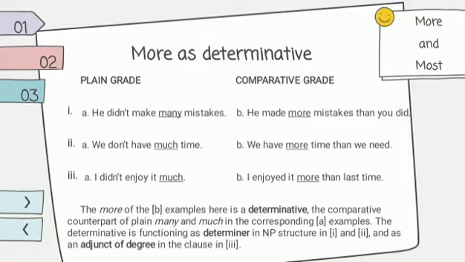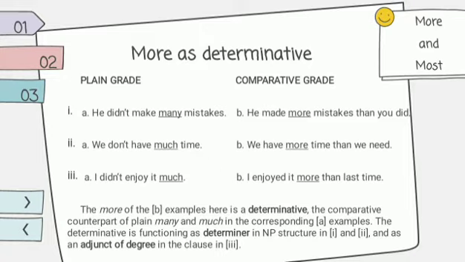In the second example, we don't have much time in the A example as in plain grade, and we have more time than we need in B example as in comparative grade. In the last example, we have I didn't enjoy it much as in plain grade, and I enjoyed it more than last time as a comparative grade.